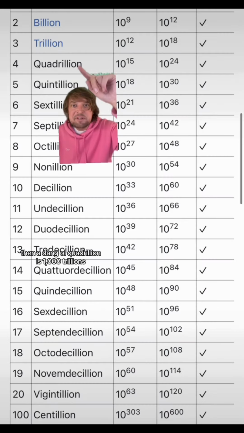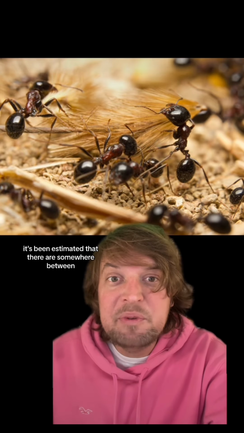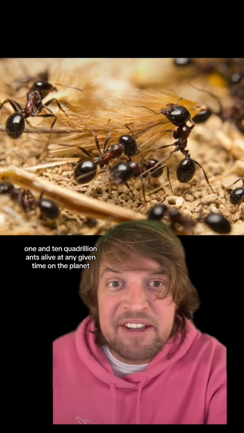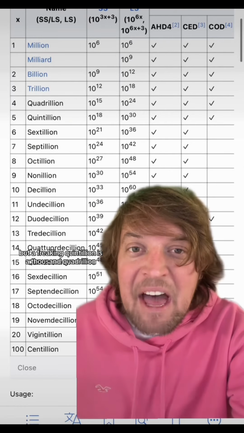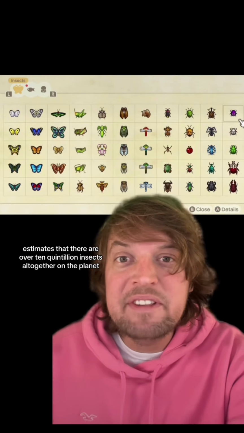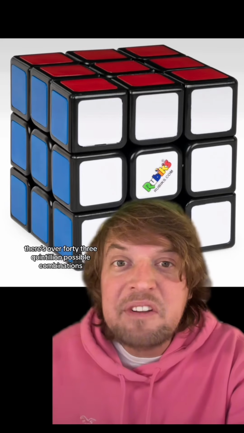Then a dang old quadrillion is 1,000 trillions. It's been estimated that there are somewhere between 1 and 10 quadrillion ants alive at any given time on the planet. But a freaking quintillion is 1,000 quadrillion. And the Entomological Society of America estimates that there are over 10 quintillion insects altogether on the planet. There's over 43 quintillion possible combinations of the faces of a Rubik's Cube.